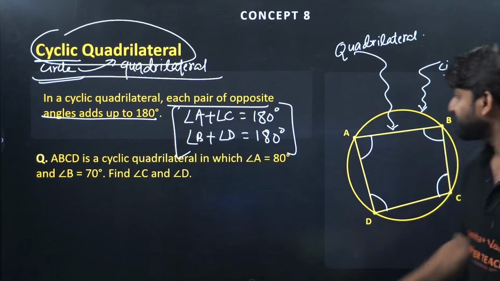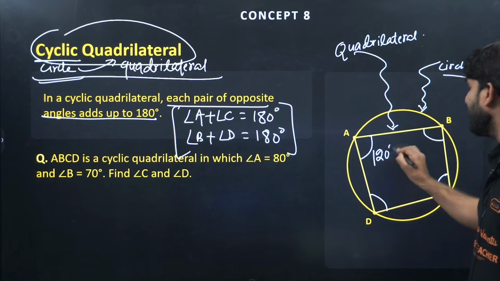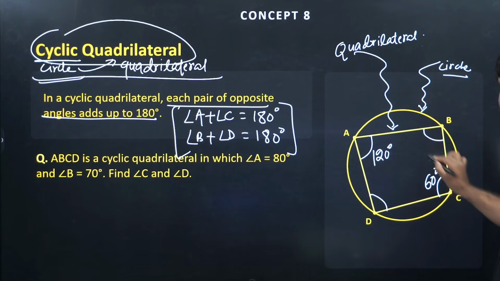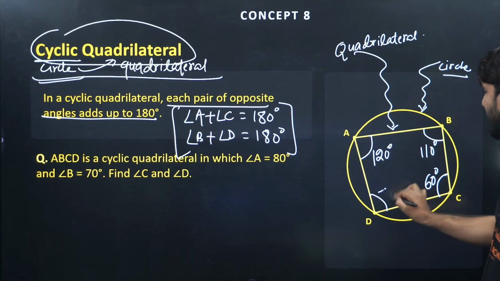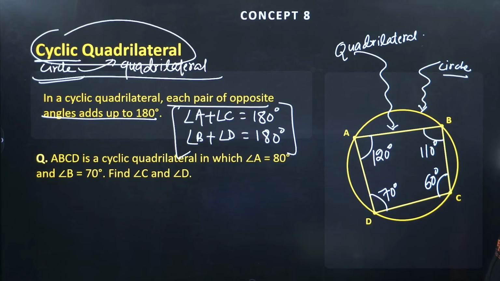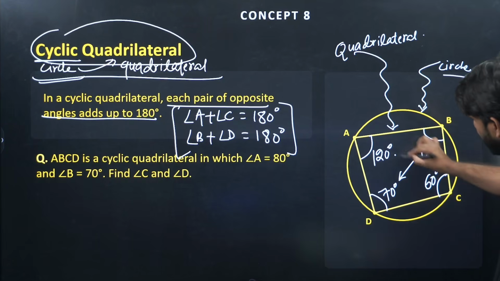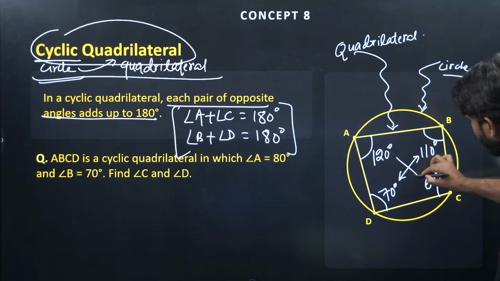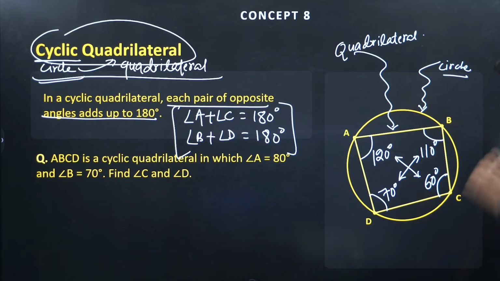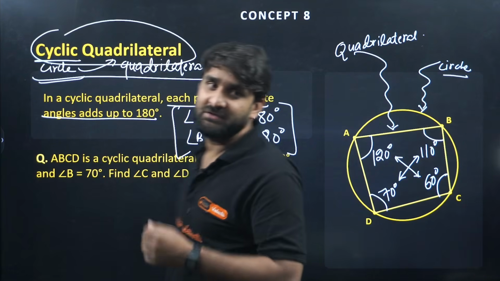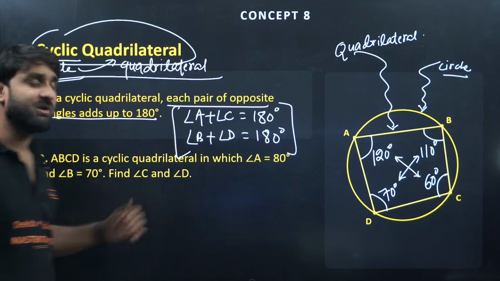For example, if this is 120 degrees, the opposite one has to be 60 degrees. If this is 110 degrees, it has to be 70 degrees. The sum of these two should be 180 degrees, and the sum of these two should be 180 degrees. Diagonally opposite angles, right everyone? Let's do a question here.